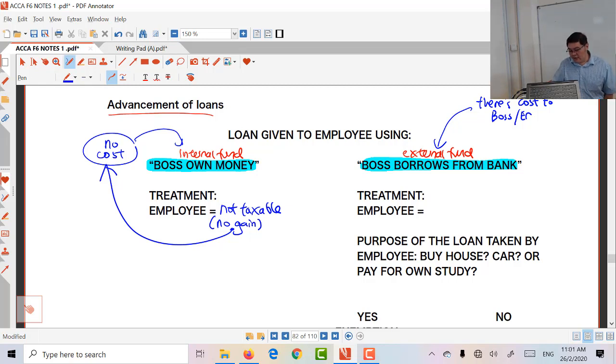But when the loan is taken from an external source and given to you, then it will actually be taxable. But what do you tax? We tax the subsidized interest.